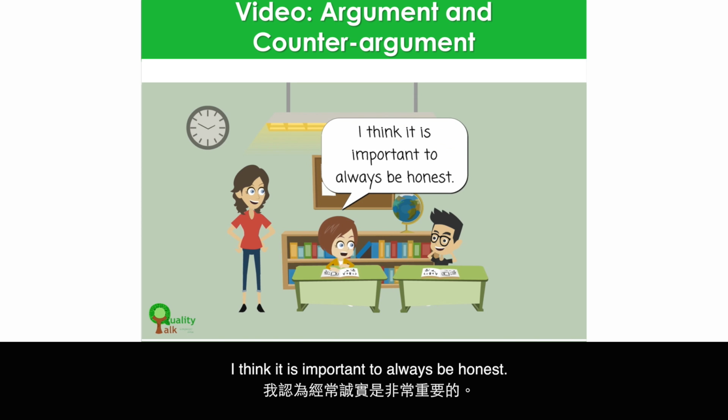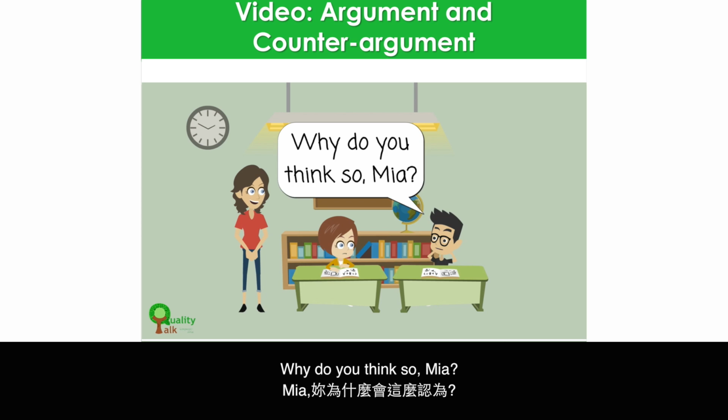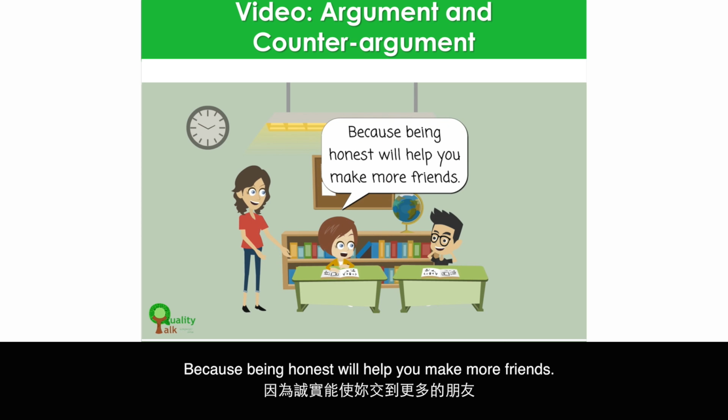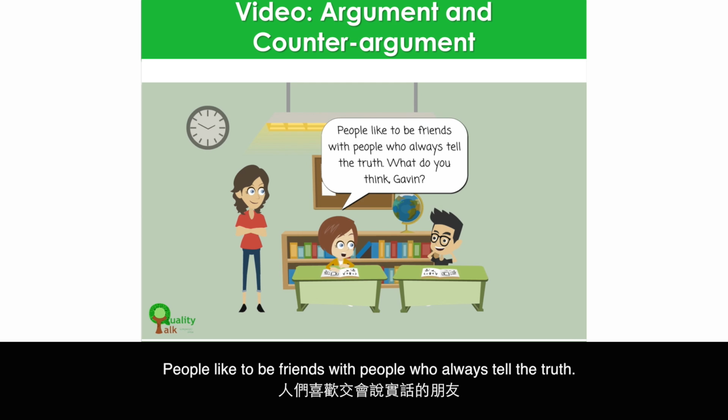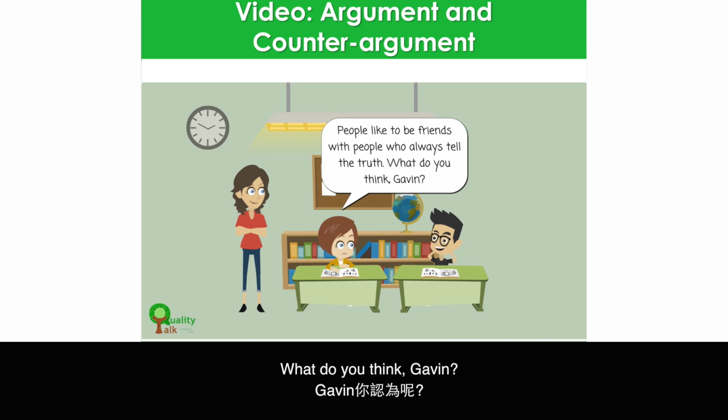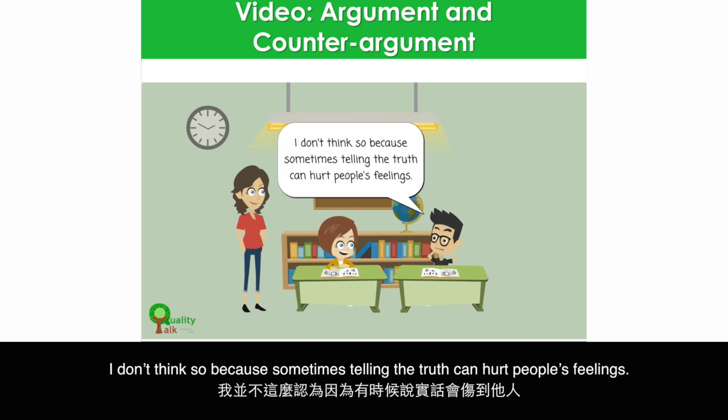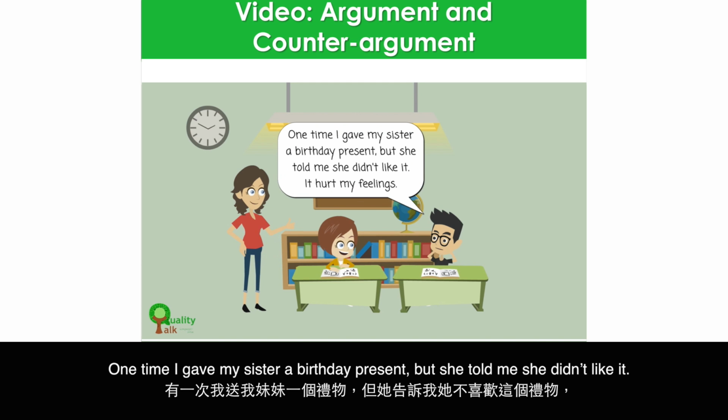I think it is important to always be honest. Why do you think so, Mia? Because being honest will help you make more friends. How do you know that? People like to be friends with people who always tell the truth. What do you think, Gavin? I don't think so because sometimes telling the truth can hurt people's feelings. One time I gave my sister a birthday present, but she told me she didn't like it.